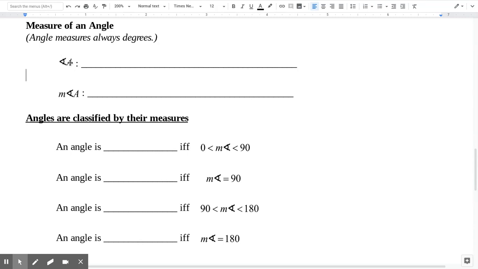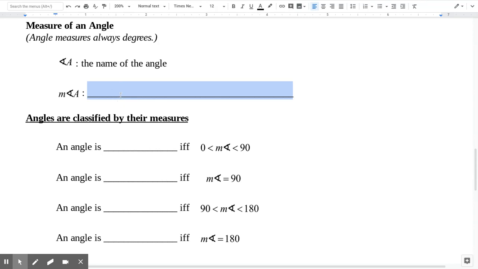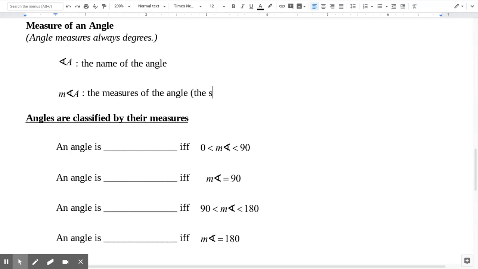And remember, using just one letter is a way to name the angle as long as that letter is the vertex of the angle and there are no other angles present. So when we see this notation, that simply means the name of the angle. When we put the same symbol down, but a lowercase m in front of it, now we are talking about the measure of the angle. In other words, the size of the angle.